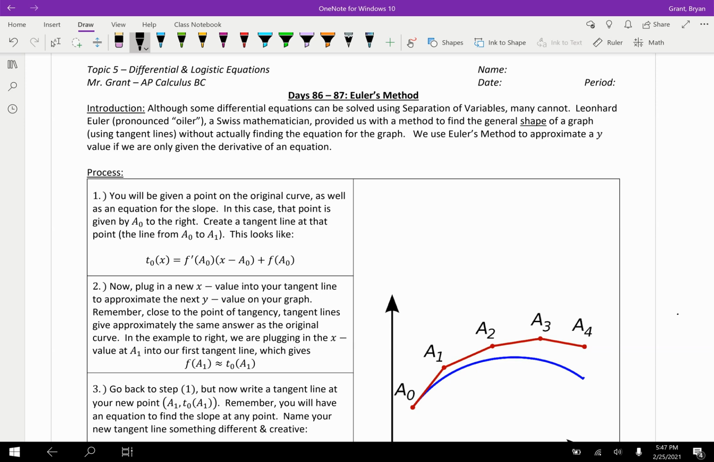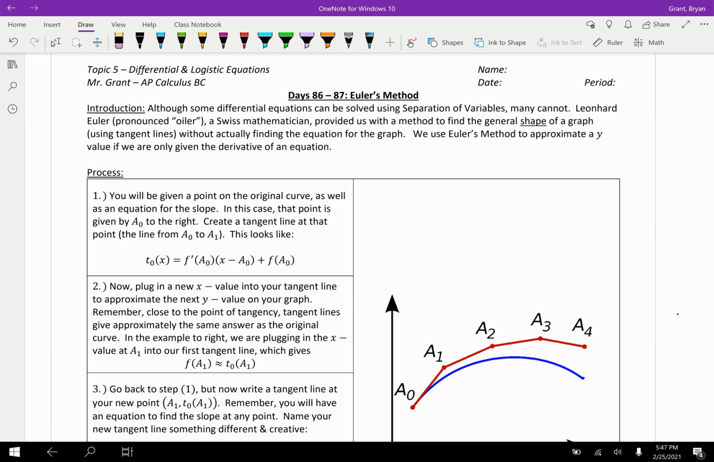Now, Euler is probably the most mispronounced name in mathematics. Yes, I know it looks like Yoo-ler. It is pronounced Oiler, like oil with an ER at the end. Leonhard Euler was a Swiss mathematician. He did a lot with mathematics, but what we're going to use today is yet another way to approximate a value when we don't have an original function.